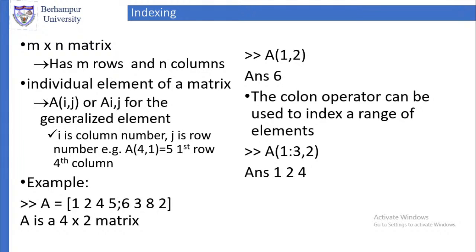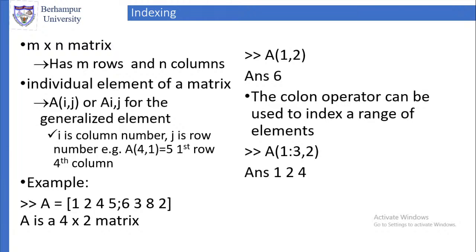That means the first row, and in the first row, the first 3 columns. In the first row, what do we have? 1 2 4 5, and the first 3 columns are 1 2 4. So 1 colon 3 means 1, 2 and 3. So 1 2 4 are the first 3 numbers in the first row. So it should be A(1:3, 1), not 2. Please make a correction there.